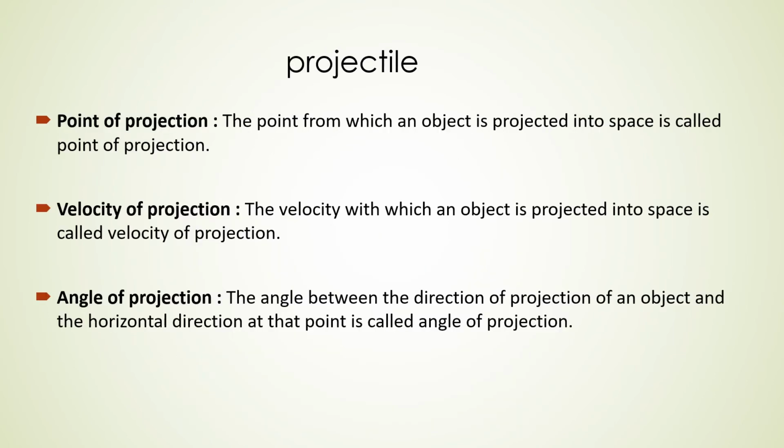Let's study some basic definitions of projectile. Point of projection. The point from which an object is projected into space is called the point of projection. Next is velocity of projection. The velocity with which an object is projected into space is called the velocity of projection. Angle of projection. The angle between the direction of projection of an object and the horizontal direction at the point is called the angle of projection.